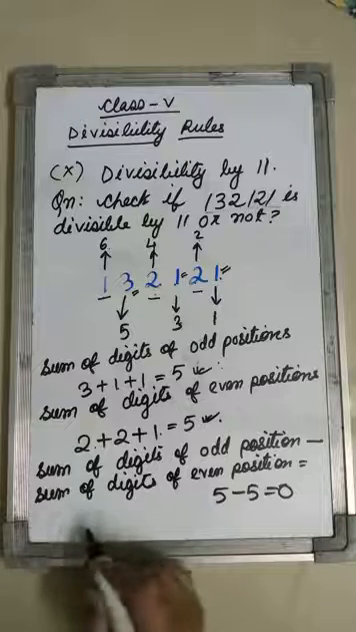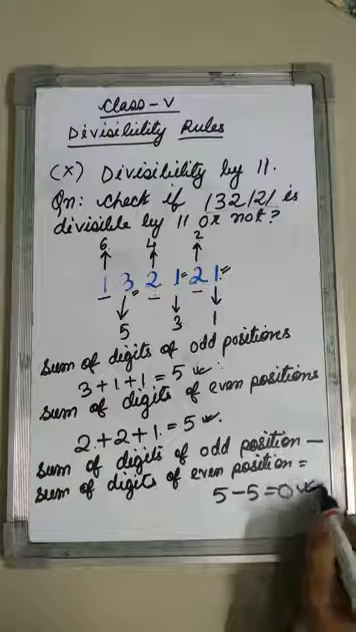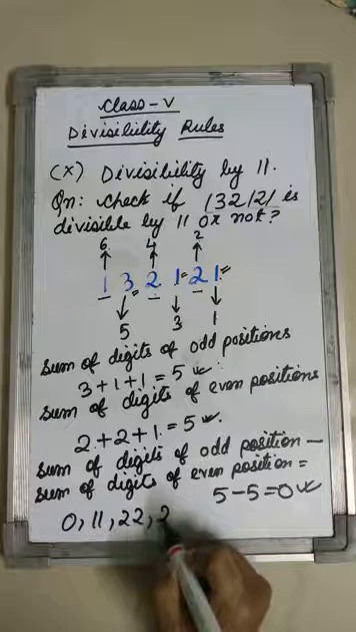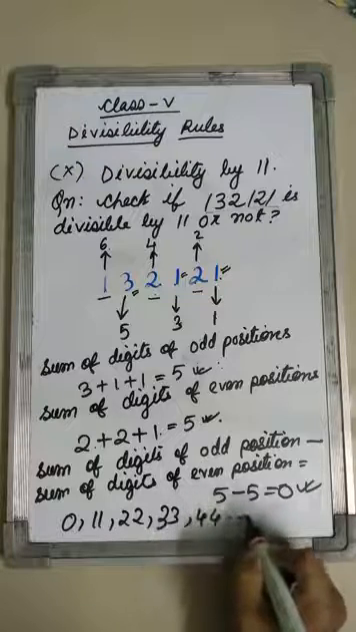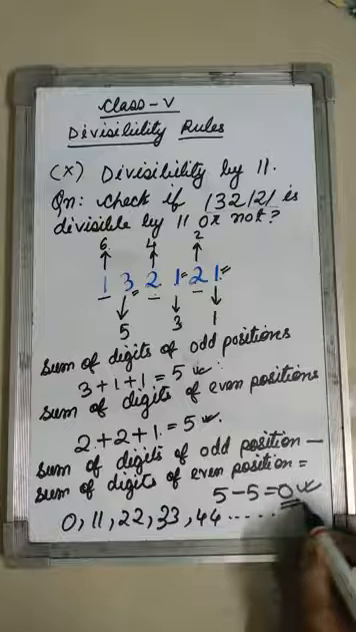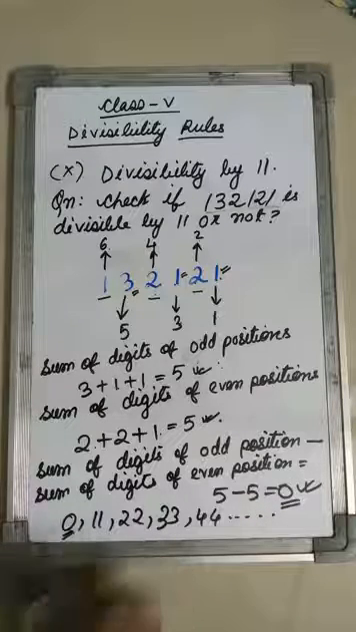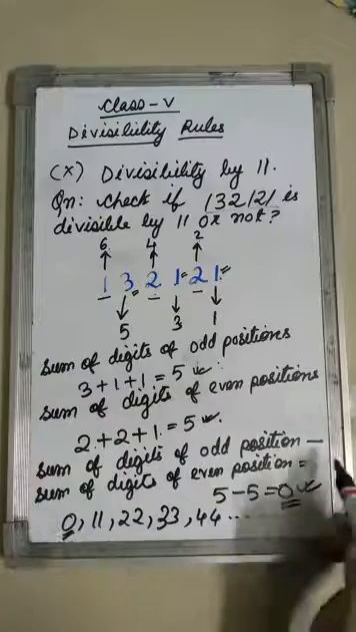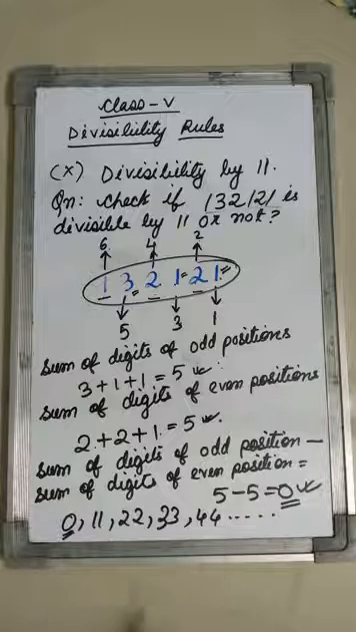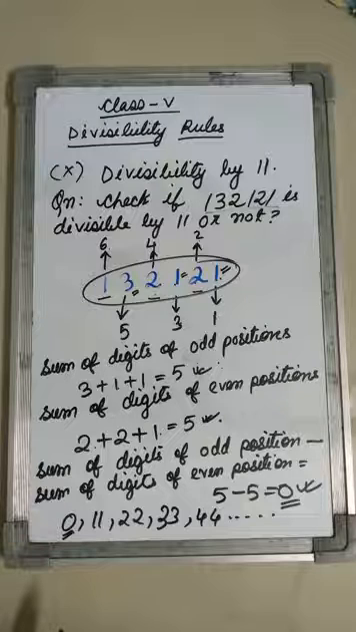What did I say to you? If this number is 0, 11, 22, 33, 44, like this, then the number is divisible by 11. So we have got 0. Here also in the list we have 0. Therefore, this number is divisible by 11. I hope you will be able to check if a number is divisible by 11 or not. If you try, you can definitely do it.